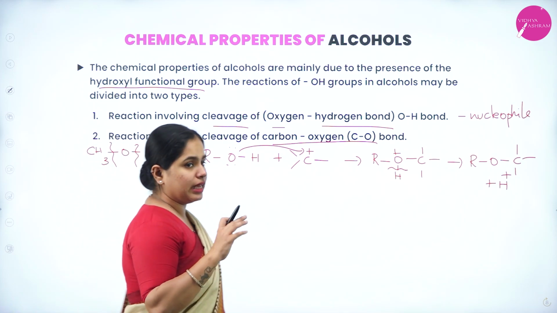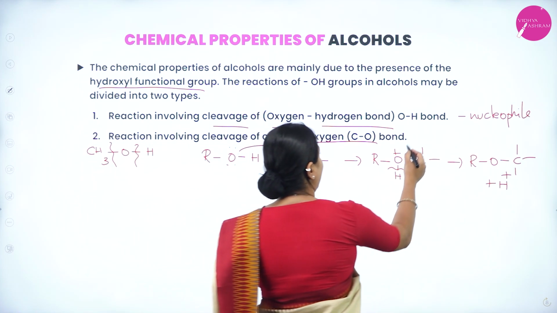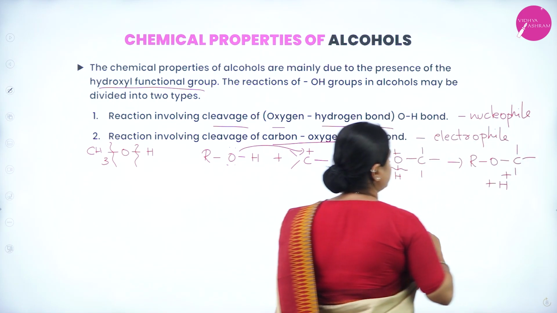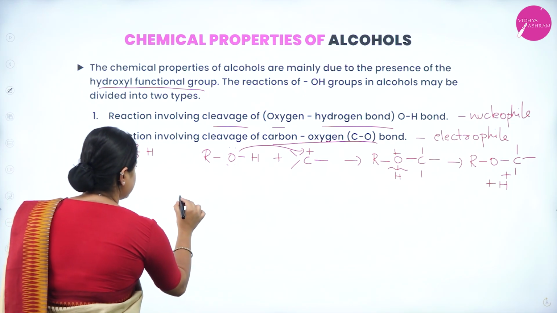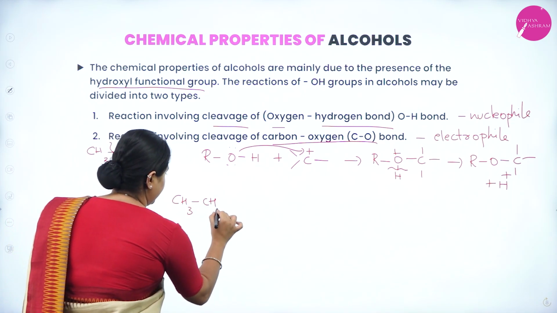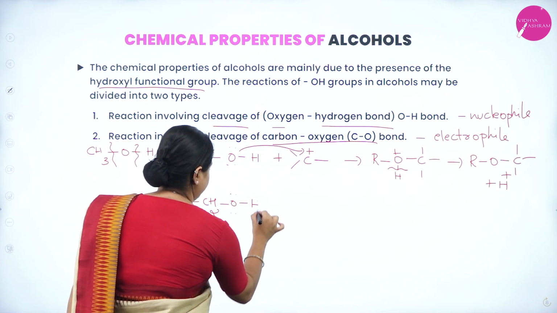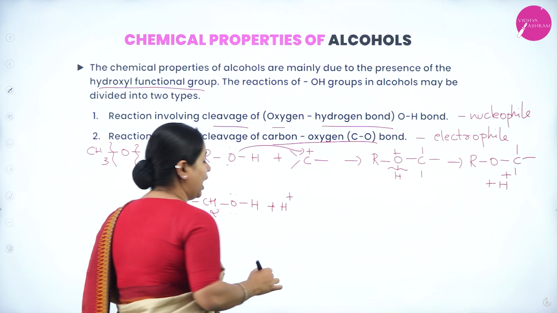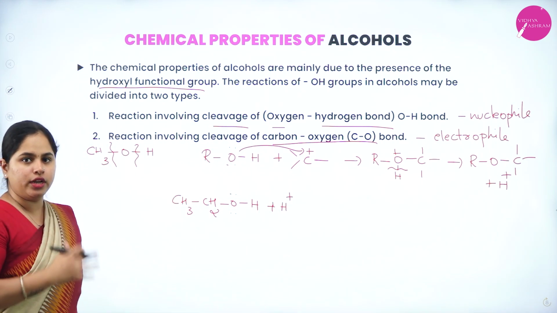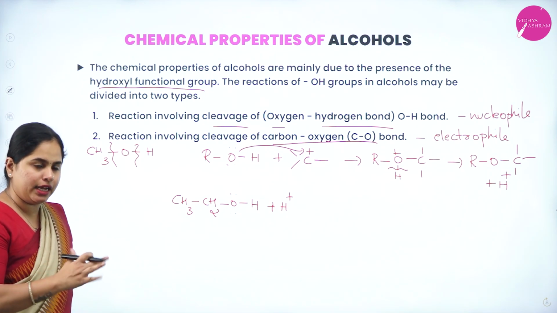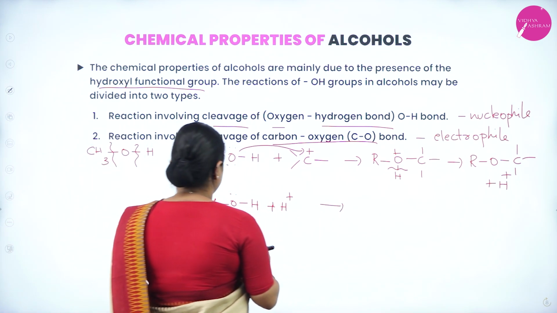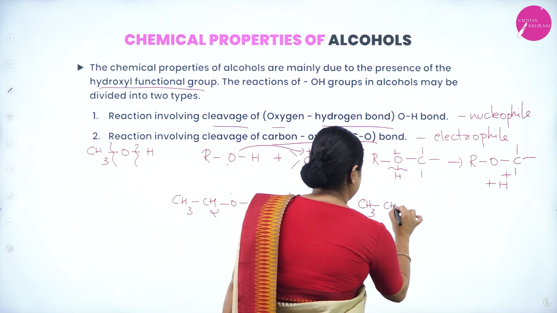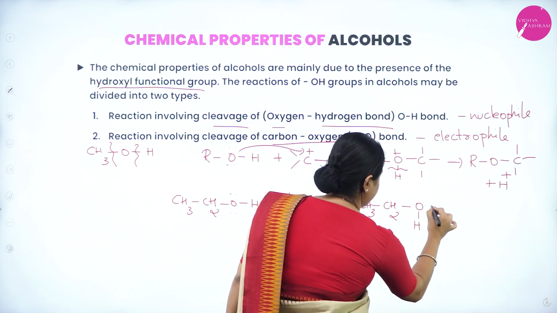When there is a cleavage of the carbon-oxygen bond, the alcohol will be behaving as an electrophile. Electrophile means, of course, the opposite. It will have attraction towards negatively charged species. So let's take the example of CH3CH2OH. It is undergoing protonation. Now the alcohol is going to undergo protonation. Protonation means what? We are going to add H plus. So what is going to happen? We are going to add this H plus to the alcohol, CH3CH2, one hydrogen here, one hydrogen here.